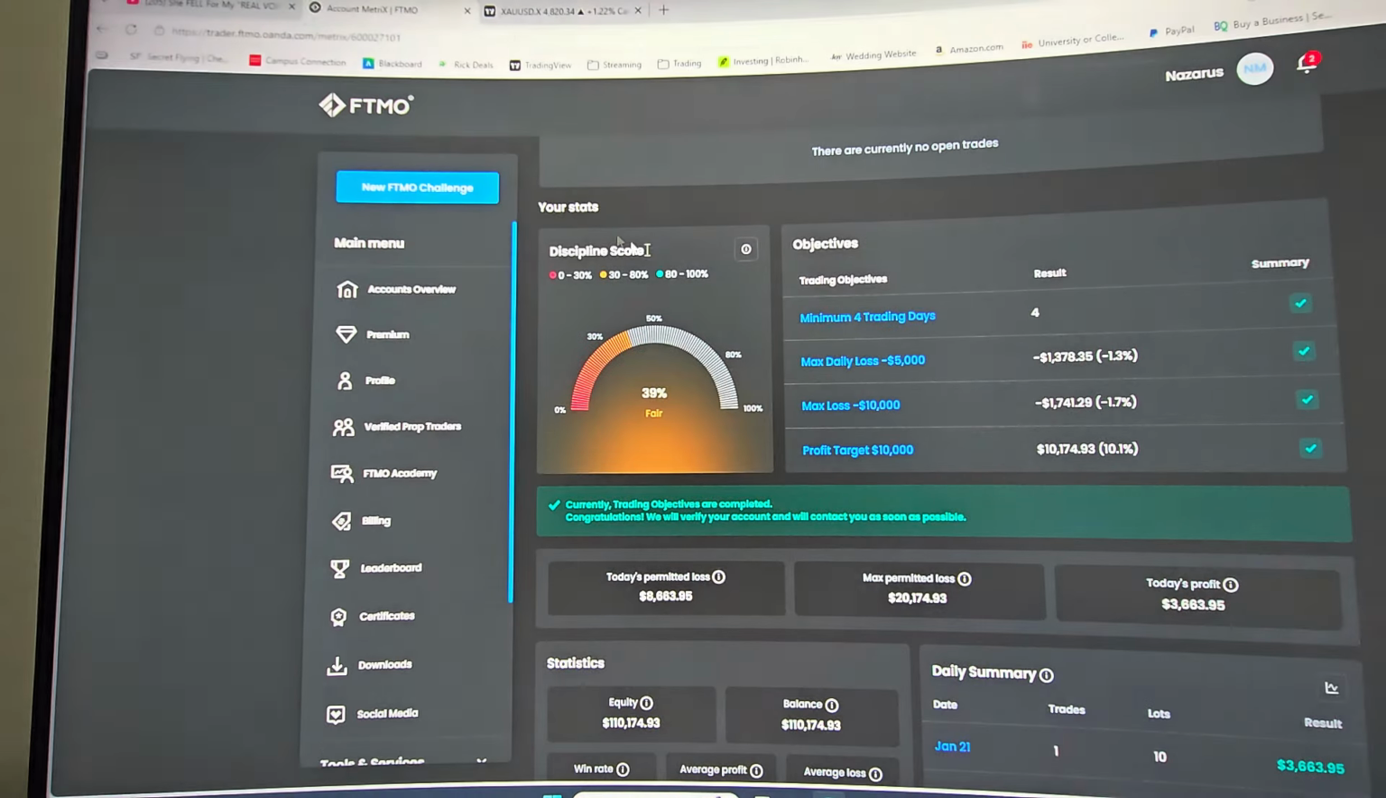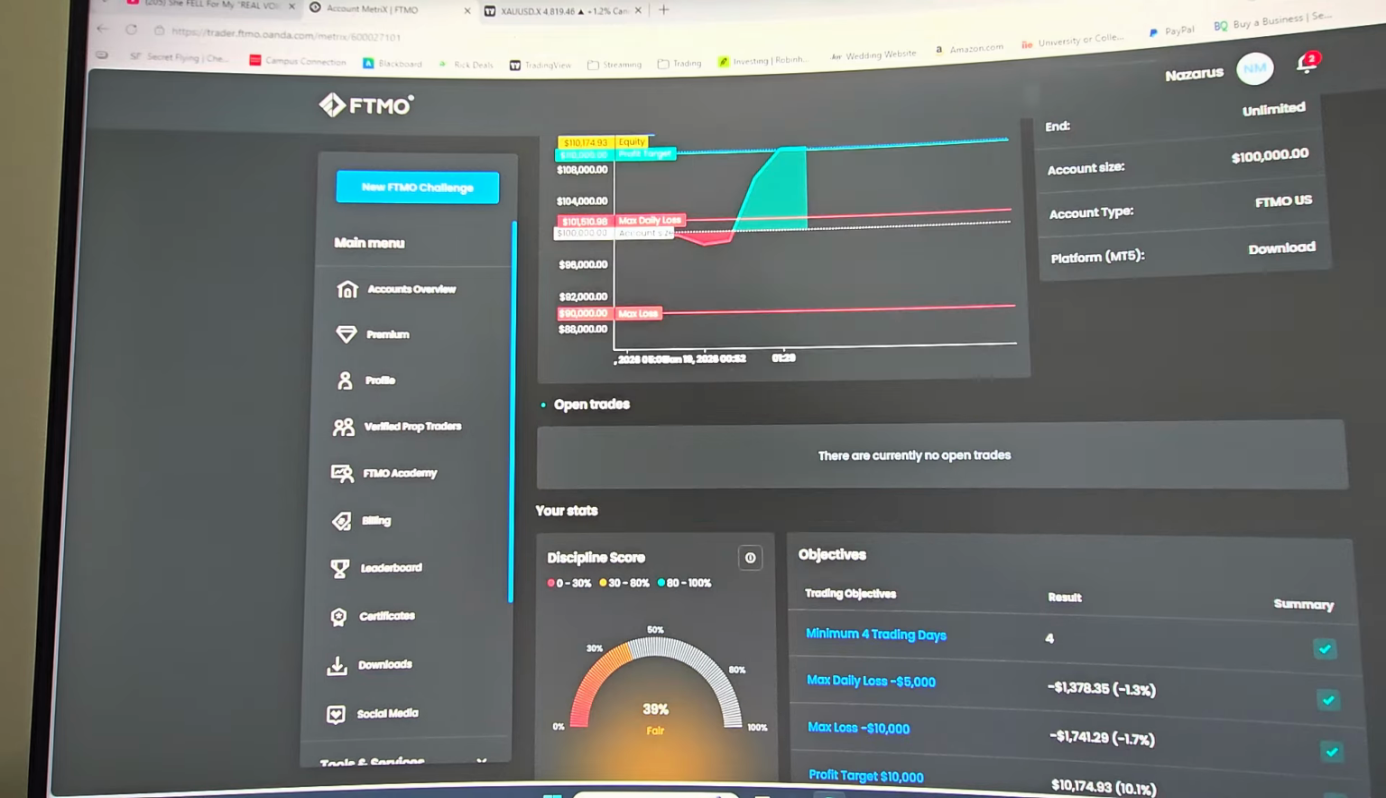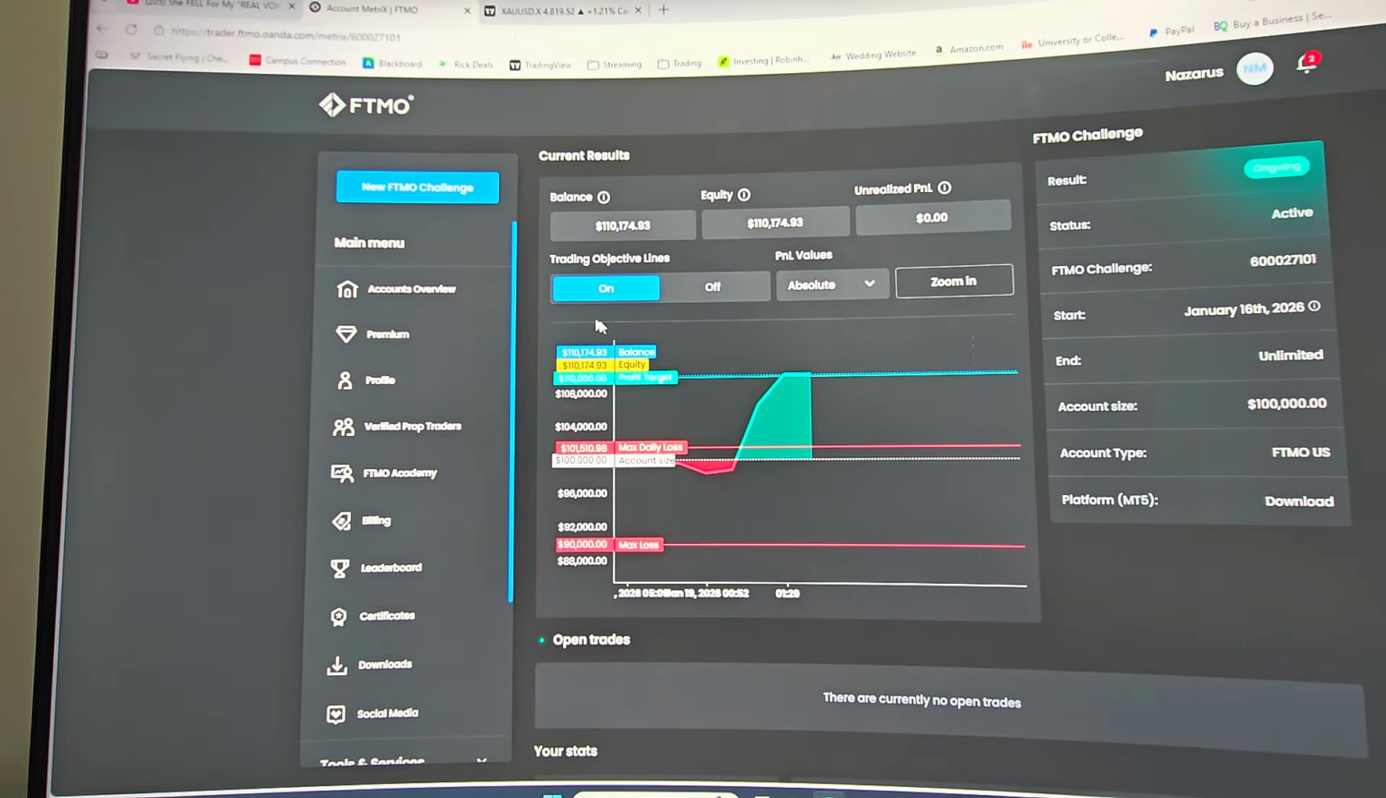This is the same trade that I marked on my TradingView when I took the position. So if I go now to my FTMO dashboard, we can see our objectives. Our balance is 110,174. Equity, we've closed all our positions, and I just have the trading objective showing. We need 110,000. We're up by $174.93. Okay. And we started on the 16th. Today is the 20th. So in exactly 4 days, we've completed a challenge.